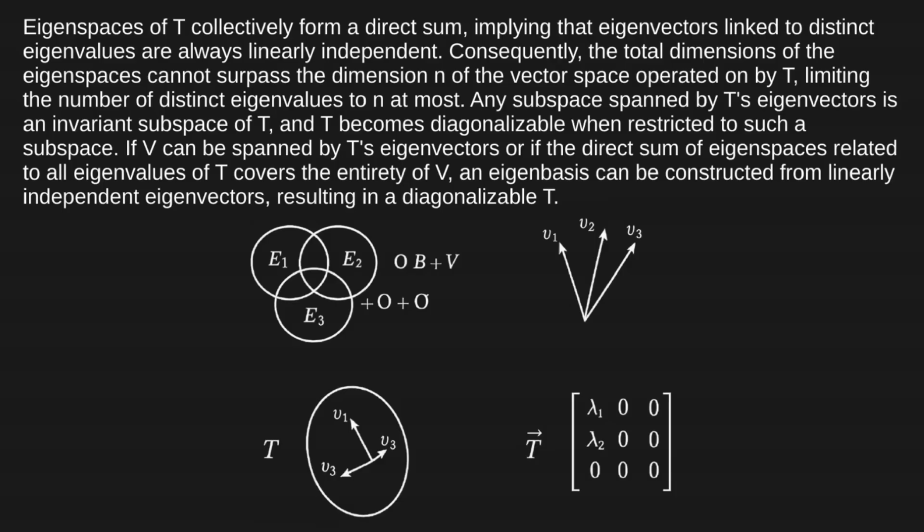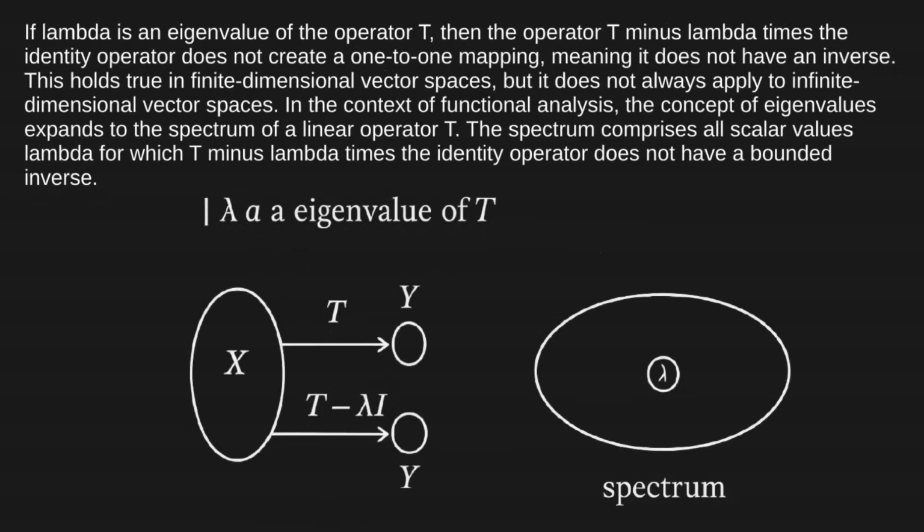a subspace. If V can be spanned by T's eigenvectors, or if the direct sum of eigenspaces related to all eigenvalues of T covers the entirety of V, an eigenbasis can be constructed from linearly independent eigenvectors, resulting in a diagonalizable T. If lambda is an eigenvalue of the operator T, then the operator T minus lambda times the identity operator does not create a one-to-one mapping, meaning it does not have an inverse. This holds true in finite-dimensional vector spaces, but it does not always apply to infinite-dimensional vector spaces.